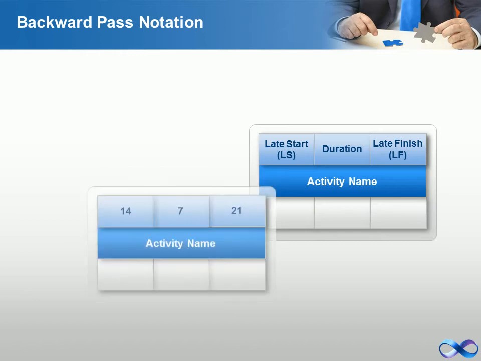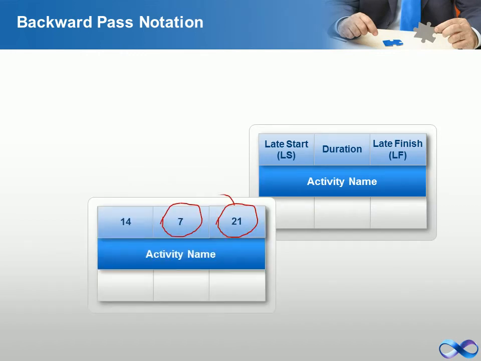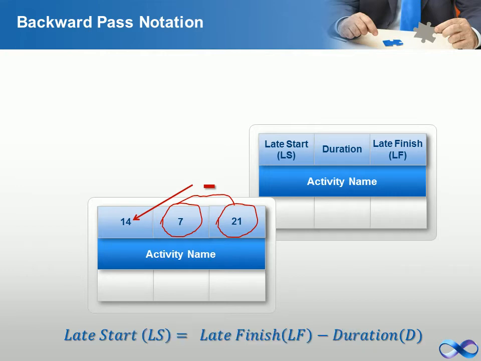The first step in the backward pass is to copy the early finish time of the last activity in the schedule to the late finish time of the last activity in the schedule. If you have a project completion date, then use the overall project completion date for the last activity's late finish time. Late start, LS, is the latest possible point in time on which a task can start. Late finish, LF, is the latest possible point in time on which a task can finish.